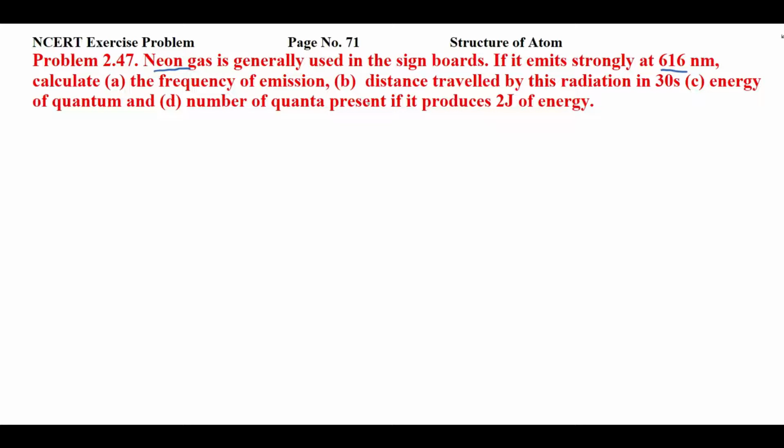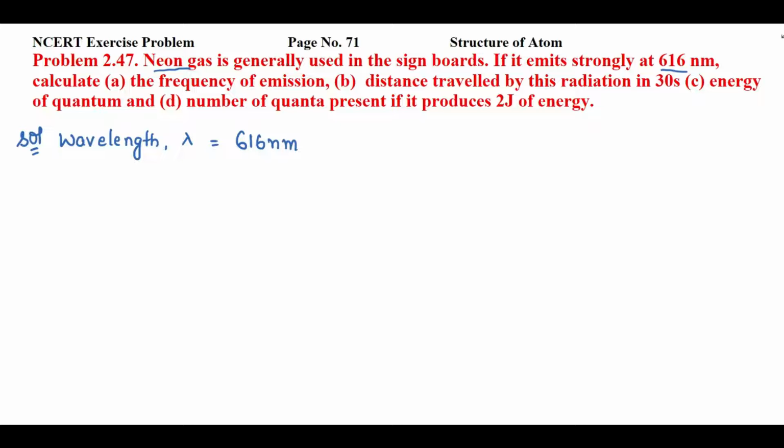Now in this question, if we are having 2 joule of energy, in this 2 joule of energy, how many quanta are present? That means how many photons are present? You have to find that, right? So for this, first of all, we'll see the given values, right? So in this question, we are having wavelength. Now wavelength is denoted by lambda and it is 616 nanometer, right?